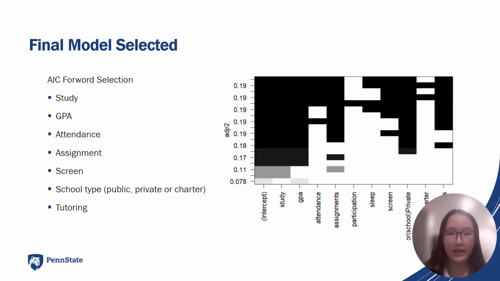Based on the AIC forward selection and the figure that I provide on the screen, the highest adjusted R-squared is 0.19. Our current model contains about 6 to 7 predictors, and I selected a model that contains student study hours, GPA, assignments, attendance, screen time, the school type, and finally the tutoring. Those variables were consistently present in the top performing models.